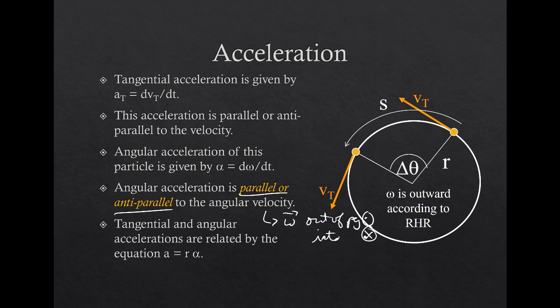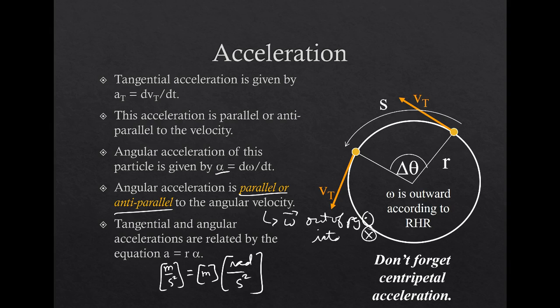And depending on whether you are slowing down or speeding up, then acceleration and omega could have opposite directions. Okay, so angular acceleration. And finally, tangential and angular accelerations are related by a equals r alpha. So meters per second squared is equal to meters times radians per second squared. Okay. And don't forget about centripetal acceleration, right? AC is v squared over r, which is also the same thing as omega squared r.